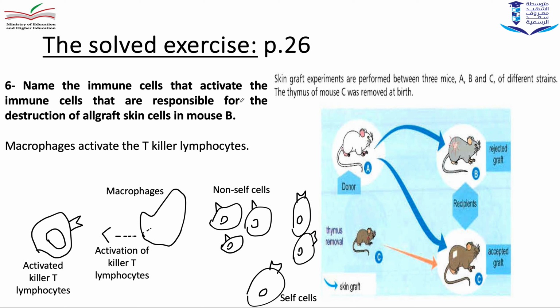Name the cells that activate the immune cells that are responsible for the destruction of the allograft cells. Macrophages حيعملوا activation لل T killer lymphocytes. وآخر شي بكون خلص الدرس.